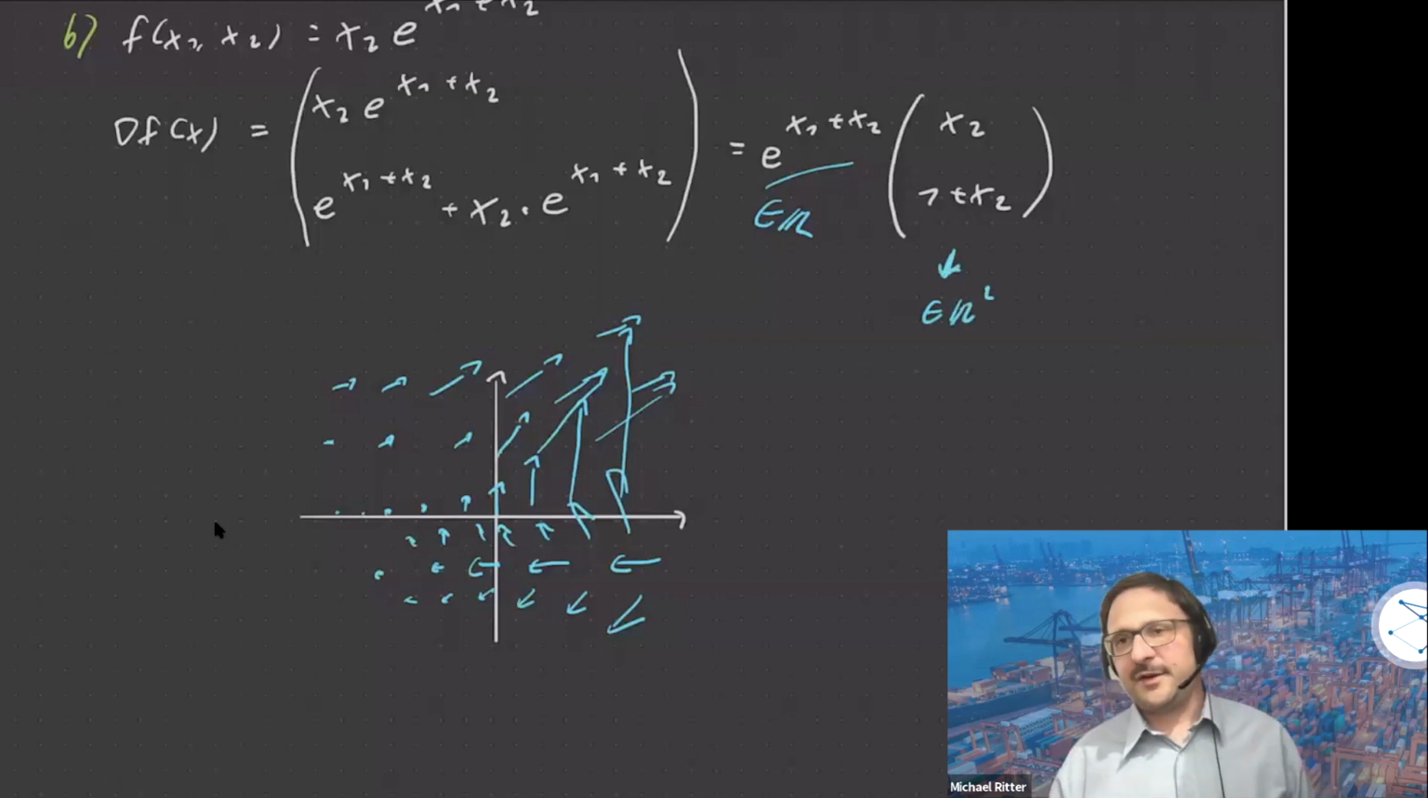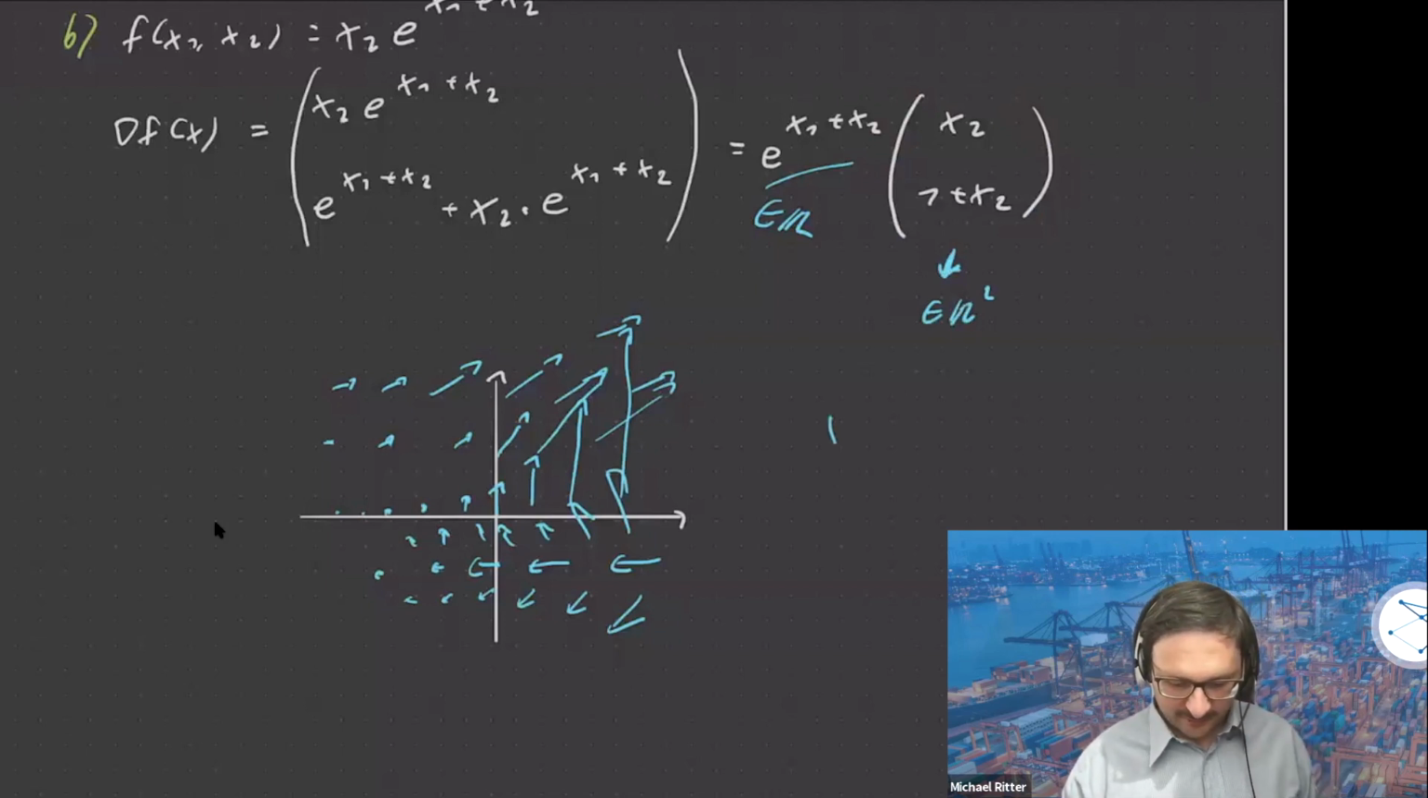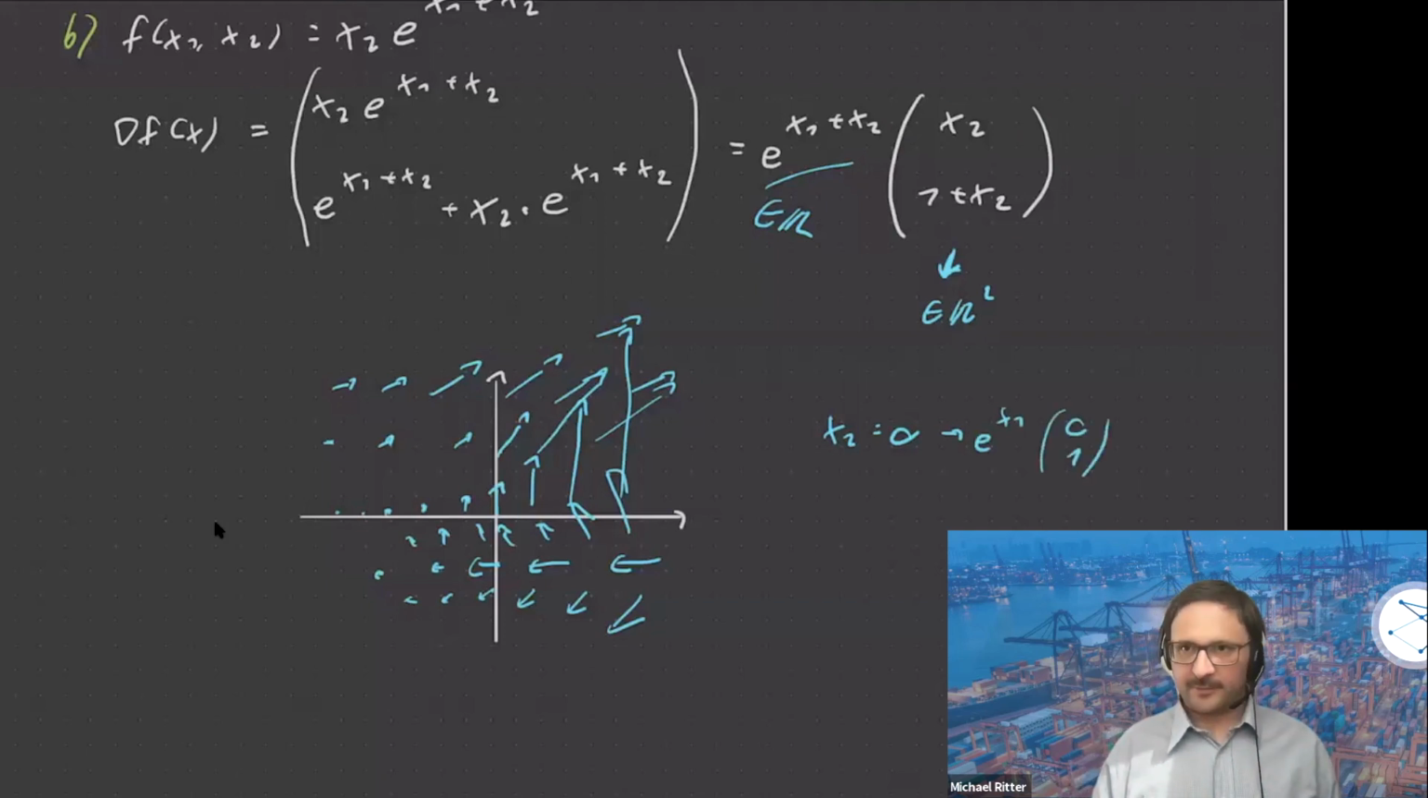So that will give you the direction of the vectors. And you'll notice it doesn't change with x1, it changes just with x2. So what I would then do is take a few selected x2 values and just compute the corresponding vectors. For example, x2 equals 0 is probably a good choice. So then we get e to the x1 times (0, 1). That means we're always pointing in the (0, 1) direction, right? That's this way here, upwards, like that.